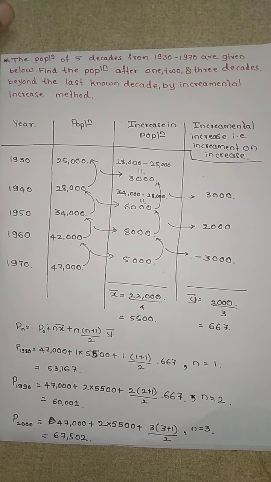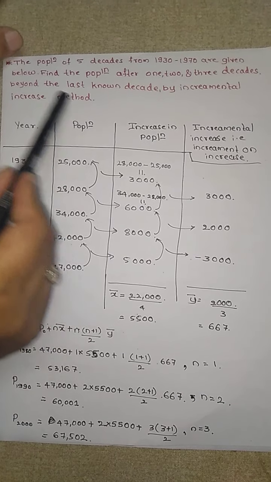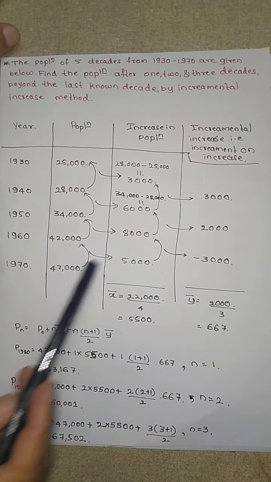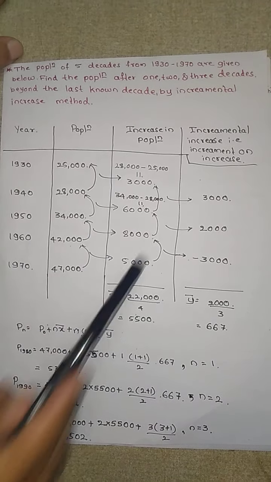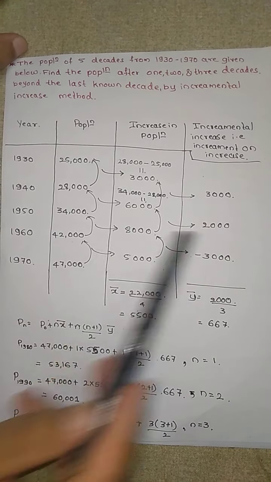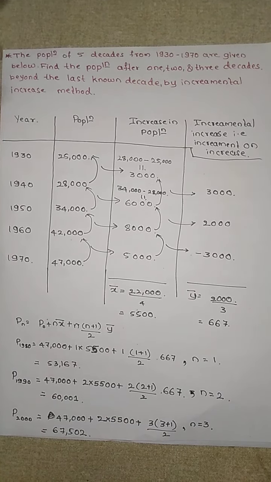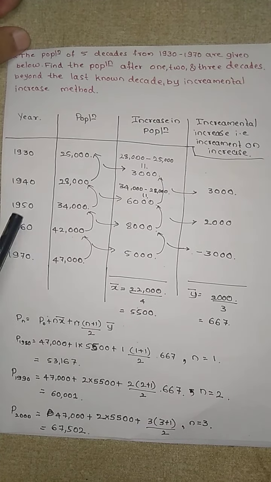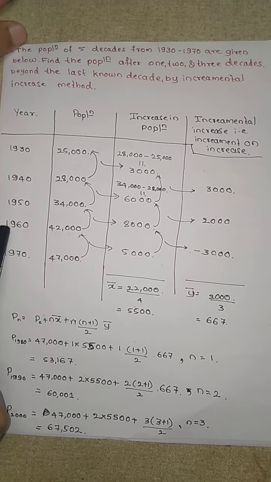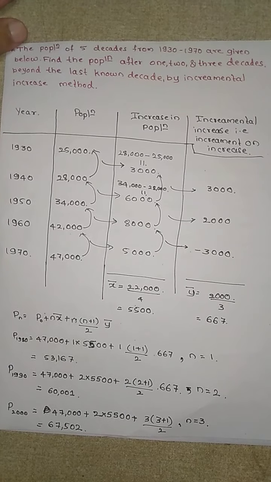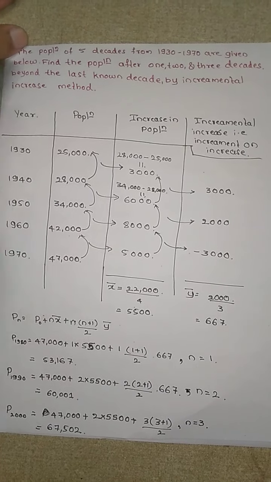Okay, now here the year and population, only this data will be given to you, and the remaining things we want, this is nothing but the x bar we are going to find. Here we are going to find the y bar. These two columns will be given to you, these two you need to calculate. 1930 population is 25,000, 1940 population is 28,000, 1950 population is 34,000, 1960 population is 42,000, 1970 it is 47,000. So this is the given data.